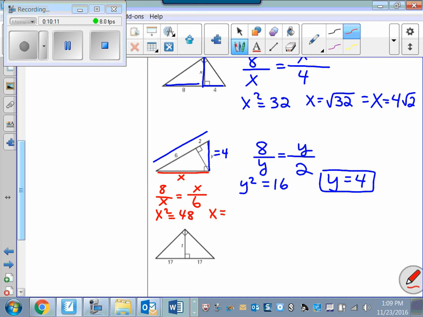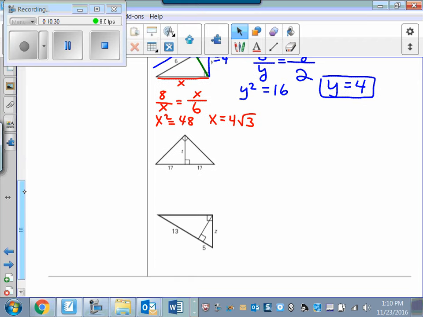Therefore, x is going to be the square root of 48, which will be 4 times the square root of 3. So I can get all my side lengths there. Could I figure out what the height of this altitude is, or the length of this altitude is? Of course I could. If you want to, go for it. All right, let's see what we got here.